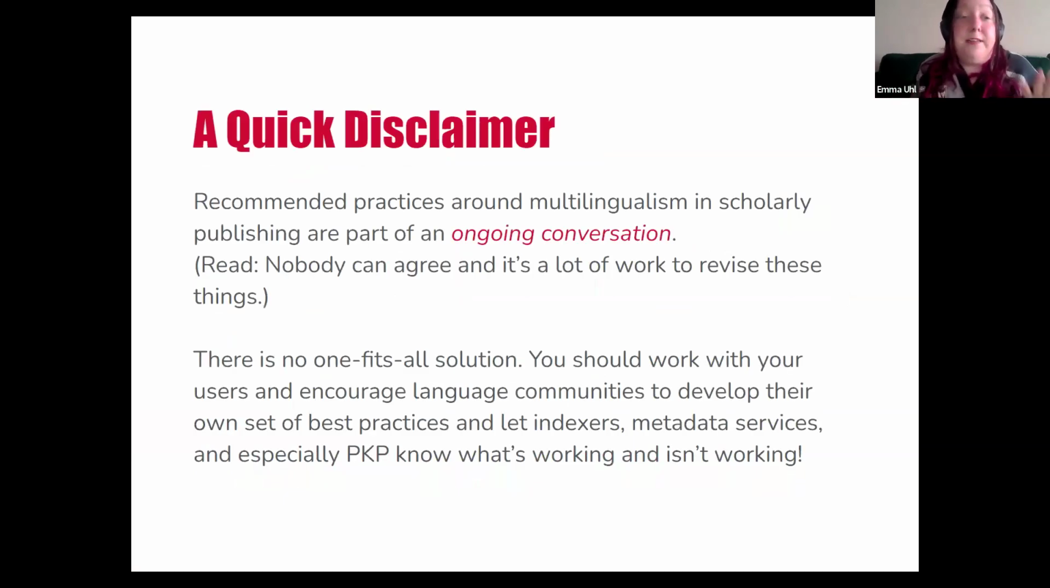As a quick disclaimer, because this is such an alternative area and nobody can agree what they want to do with multilingualism, frankly, the recommended practices around multilingualism in scholarly publishing are definitely part of an ongoing conversation. There's no one-size-fits-all solution. You should really work with your users and encourage the language communities around them, or the community around the discipline, to develop their own set of best practices and let indexers, metadata services, and people like PKP know what's working for you and what's not working for you.